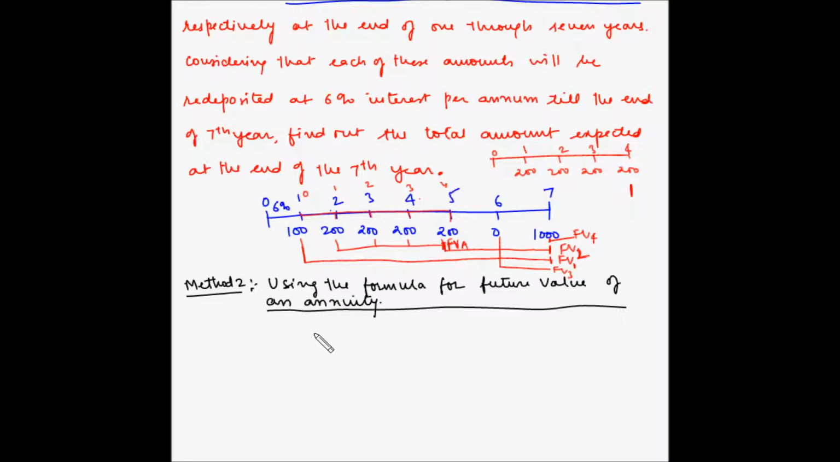Now the formula for finding out the future value of an ordinary annuity is FVA is equal to A into bracket 1 plus i to the power n minus 1, divided by i. So this is equal to, now the annuity amount is 200 rupees, so 200 into 1 plus 0.06, so 1.06, to the power of the tenure, which is 1, 2, 3, 4 years, so 4, minus 1, divided by i, which is 0.06.